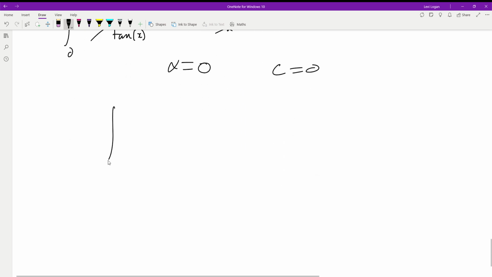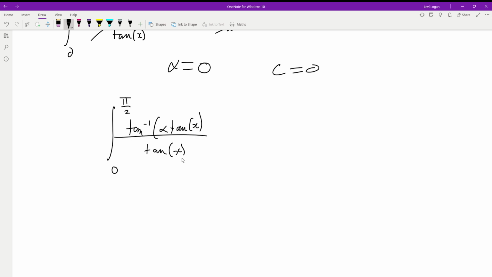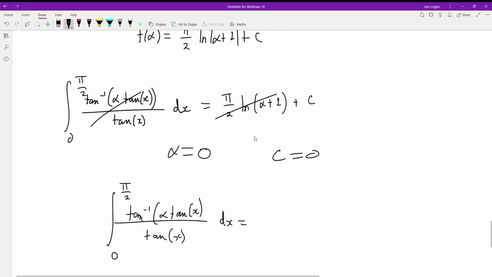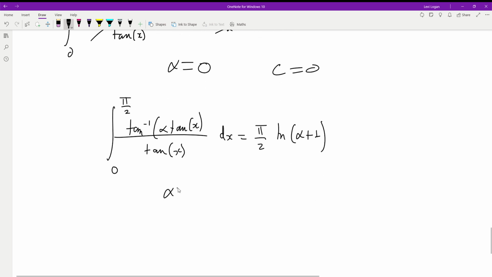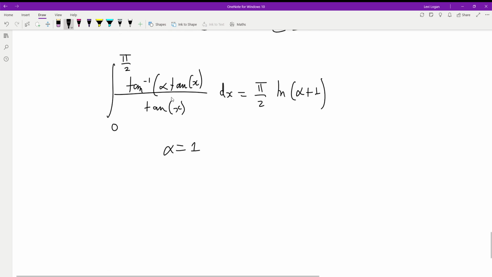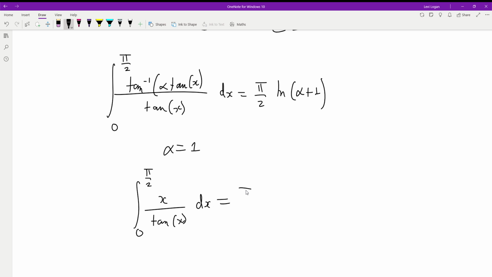So in other words, the integral from 0 to pi on 2 of tan inverse of alpha tan x all on tan x dx is equal to pi on 2 natural log of alpha plus 1. Now, our original integral was when alpha equals 1, and our original integral was pretty much just x on tan x, so integral from 0 to pi on 2 of x on tan x, substituting in alpha equals 1. Our answer is pi on 2 natural log of 2.